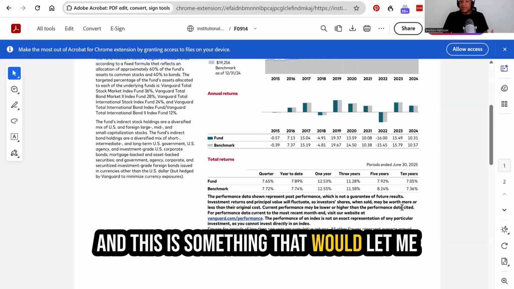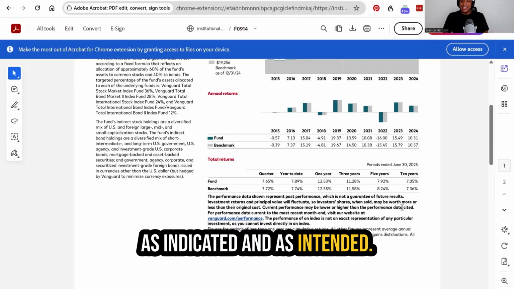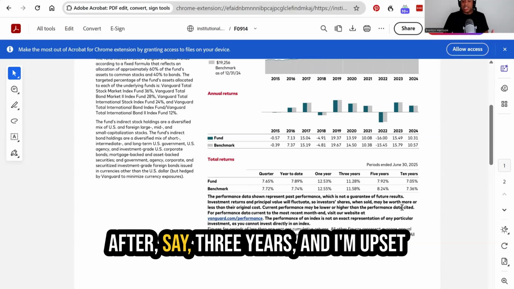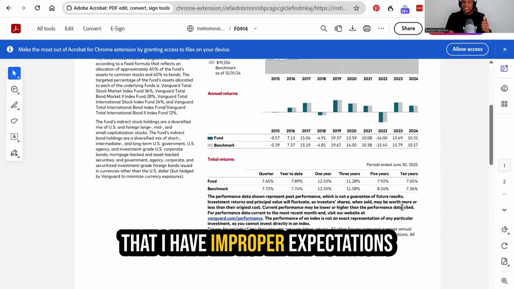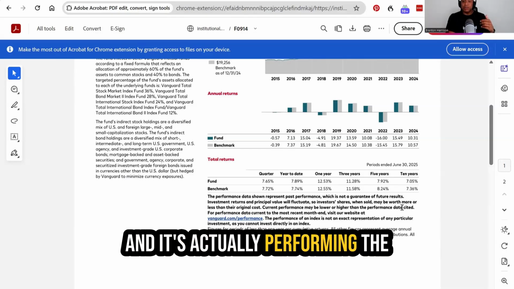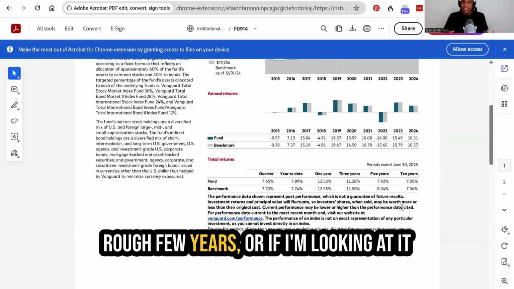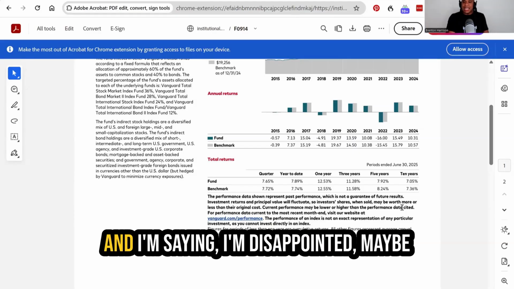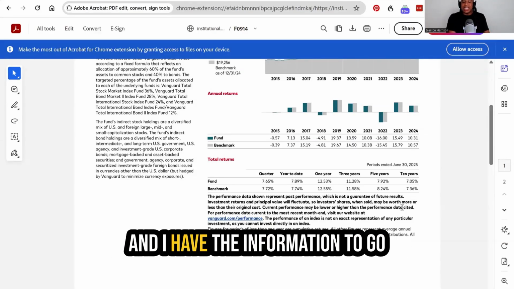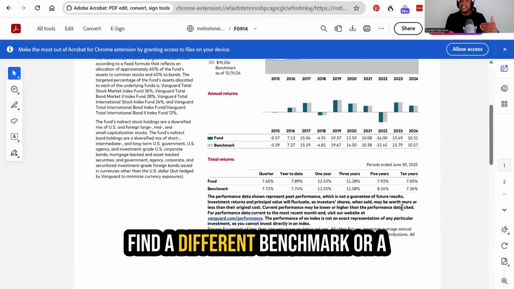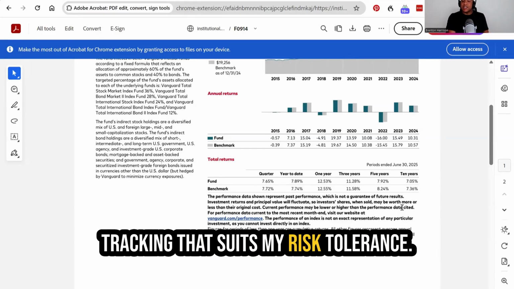And this is something that would let me know, hey, this is actually performing as indicated and as intended. So if I'm looking at this investment after, say, 3 years, and I'm upset with the performance, it may be that I have improper expectations and it's actually performing the way that it's intended to perform. It just so happens that it's been a rough few years. Or if I'm looking at it and I'm saying I'm disappointed, maybe I chose the wrong investment for me, and I have the information to go find a different benchmark or a different fund, in terms of what it's tracking, that suits my risk tolerance.